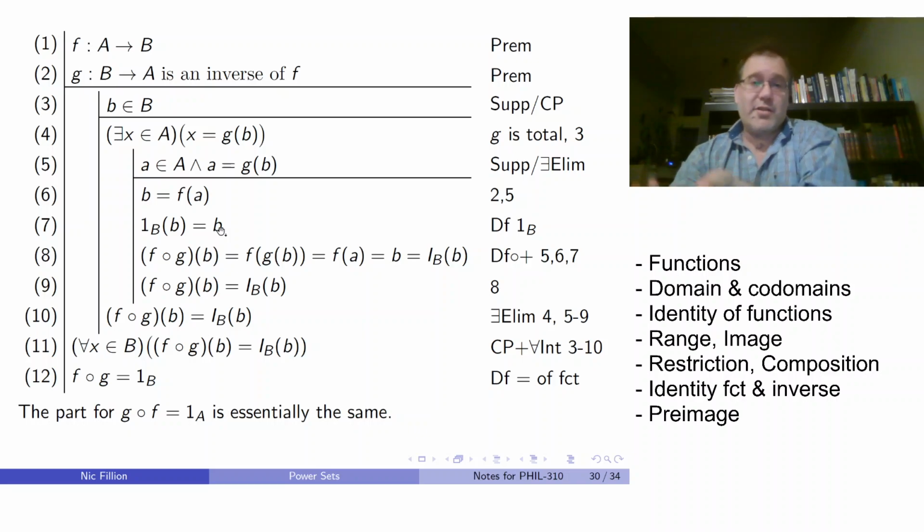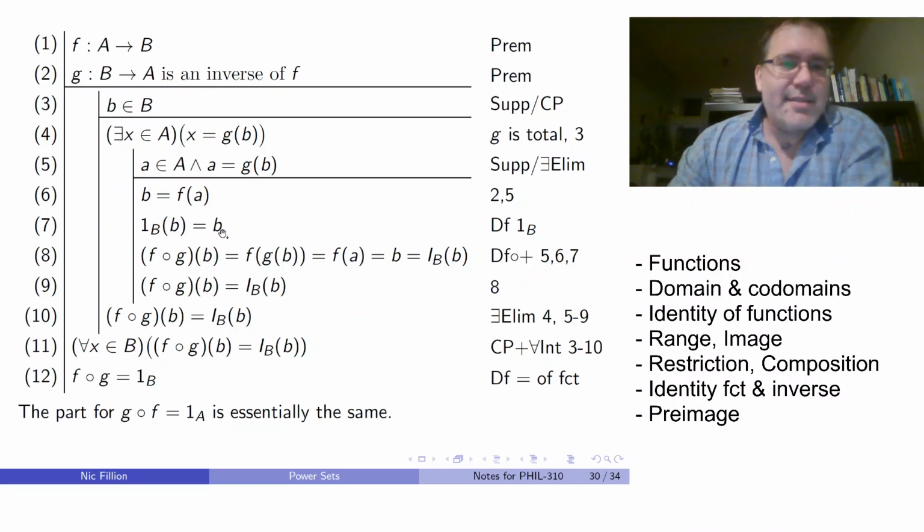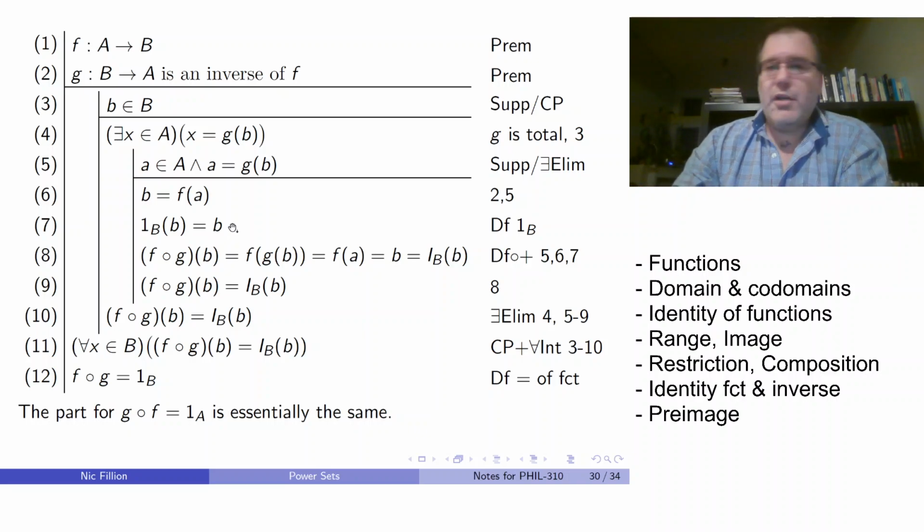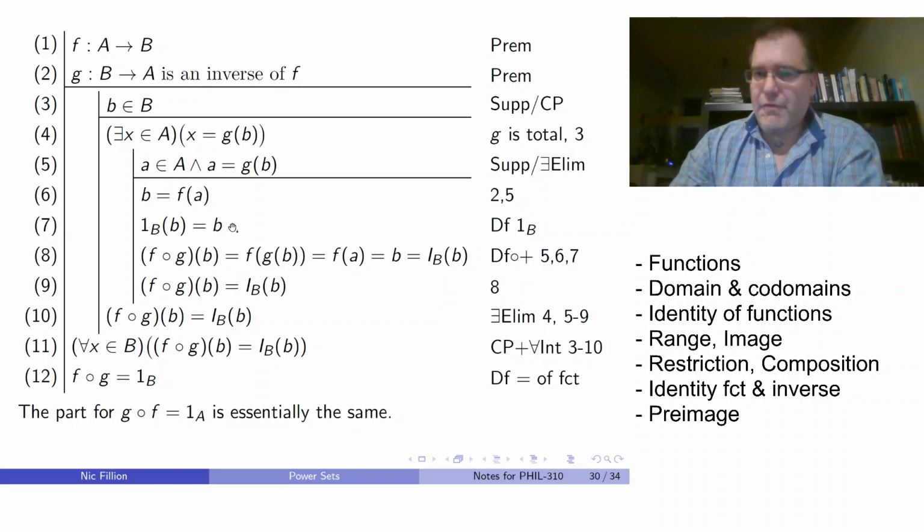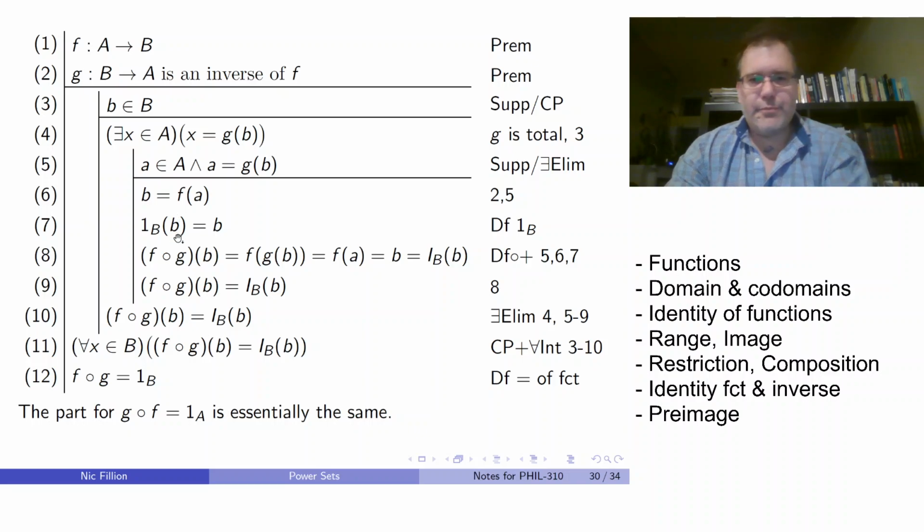Now, when I define the identity function, it says for any object, applying the identity function to it returns the same thing. So the identity applied to B equals B. That's just the definition of the identity. So this is why there is no line number. And then on line 8, I'm going to apply the definition of composition plus what I have accumulated on my line so far in the subproof.